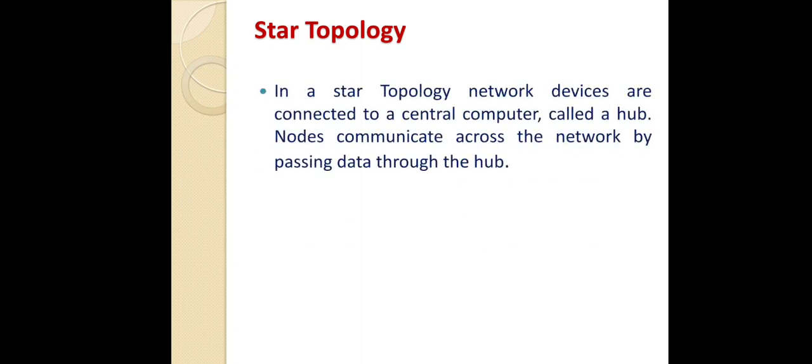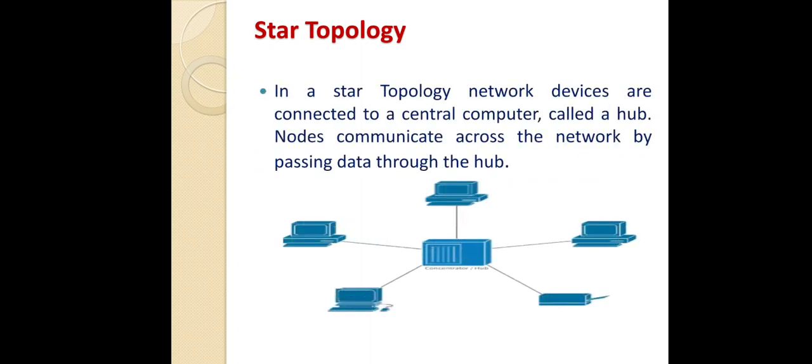The third type of topology is the star topology. In this type of topology, as shown in the figure, network devices are connected to the central computer called the hub. Nodes, that is the computers, communicate across the network by passing data through this hub. That is the central point in the star topology.